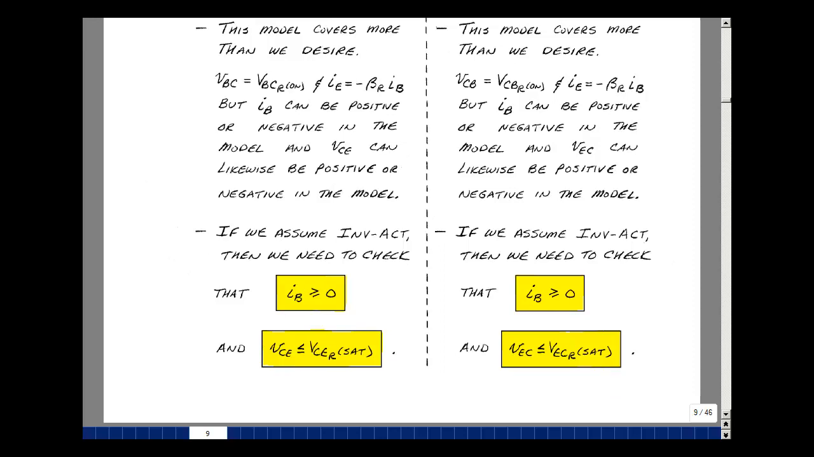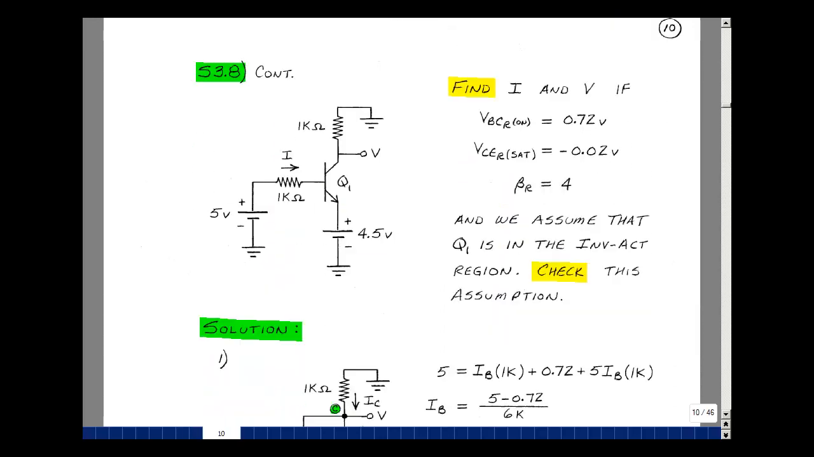Let's do an example. Given this one transistor circuit with an NPN transistor, two 1K resistors, and two batteries, could you find the current I and the voltage V if the base collector reverse turn-on voltage is 0.72 and the collector emitter reverse saturation voltage is minus 0.02 and beta R is equal to 4?